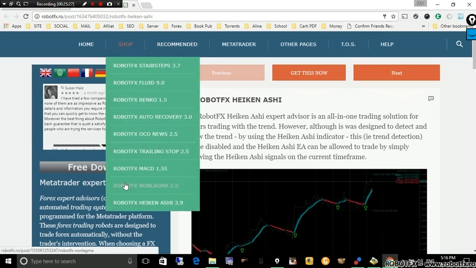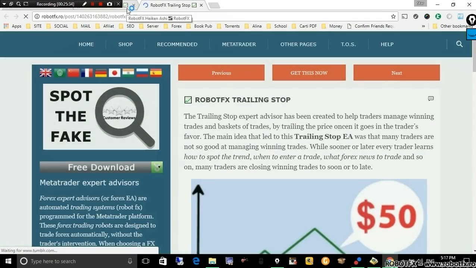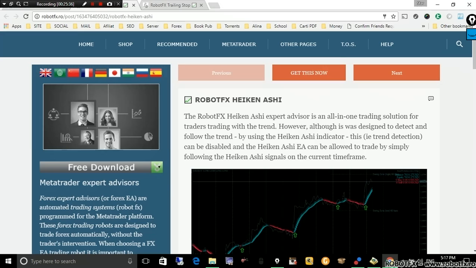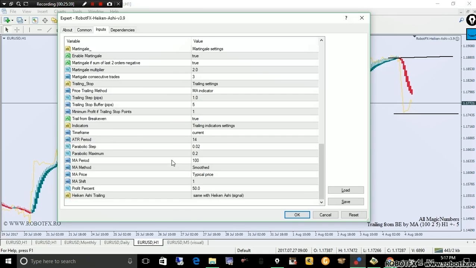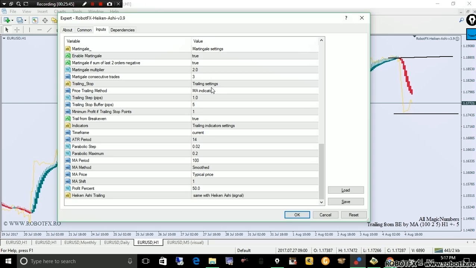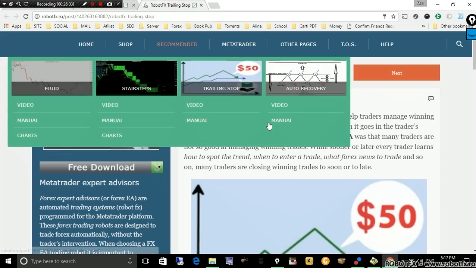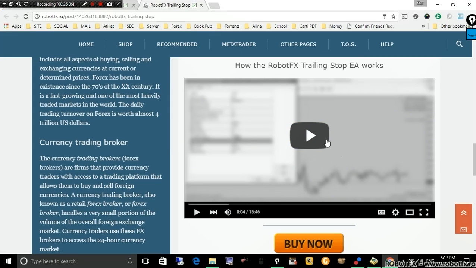Next we have the trailing stop options, which are the same options as in the RobotFX trailing stop expert advisor, if you are familiar with it. If you are familiar with this, you don't need to watch this any further. If you're not, then please understand that the Heiken Ashi expert advisor can also trail the price using a multitude of options: indicators, candlesticks, fractals, ATR indicators. I will invite you to watch the video on the trailing stop expert advisor page, because it's been already explained there.